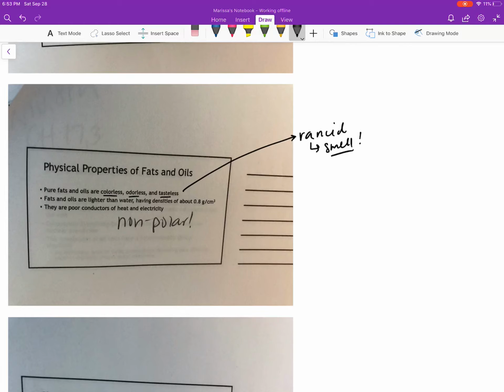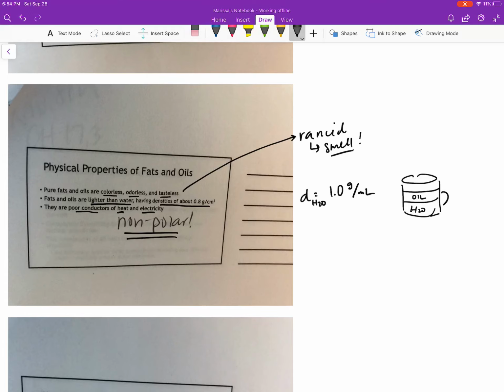Now, another property is that oils and fats are lighter than water, and their densities are about 0.8 grams per cubic centimeter, and the density of water, remember, is about 1. Meaning that if I had a container and this was water down here, the oil I would expect would be on top. And they are poor conductors of heat and electricity, and of course, they are not polar.